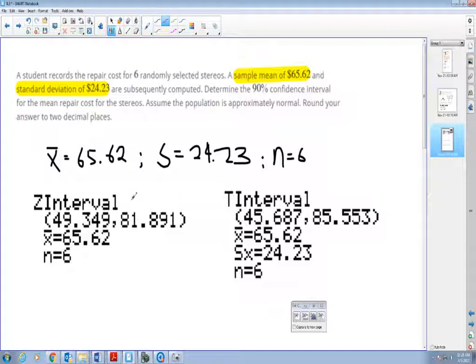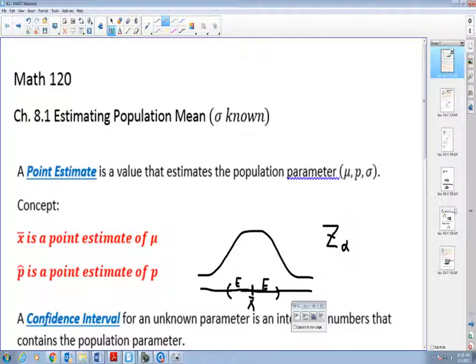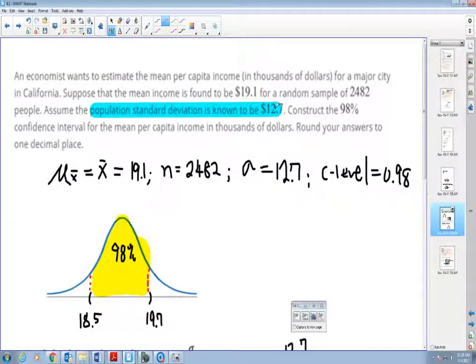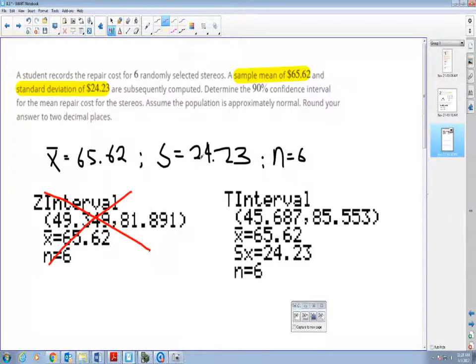So be careful. You've got to decipher that these problems are going to sound very much alike between the z and the t, but you got to watch out for the word sample mean and which standard deviation. If I go back to 8.1 notes, it says assuming the population standard deviation. So those types of problems tell you the population standard deviation. The 8.3 will be saying sample standard deviation instead.